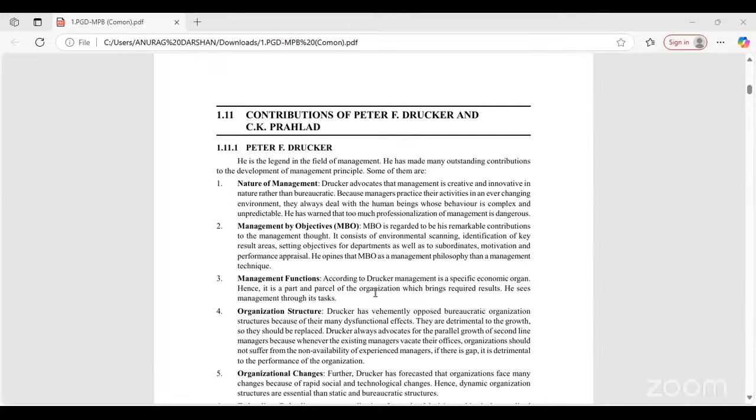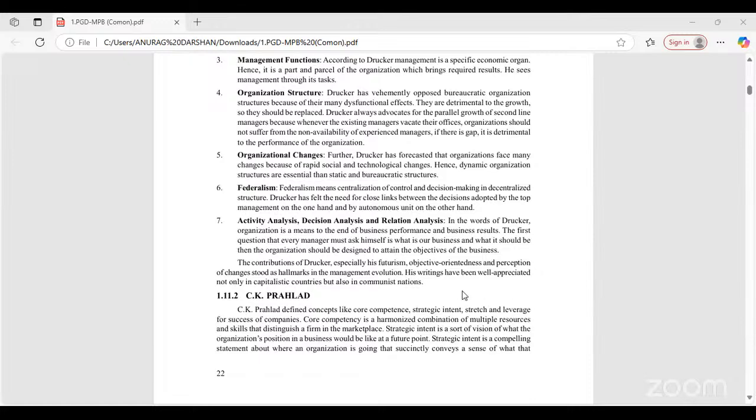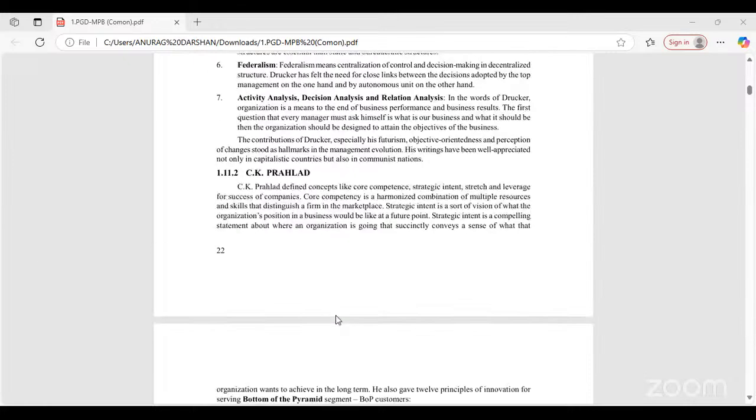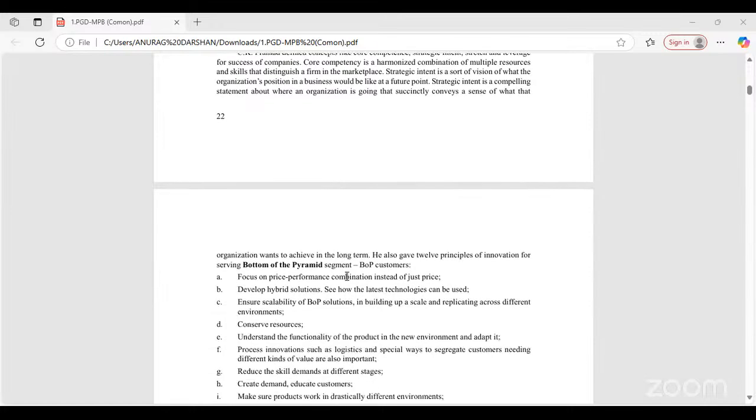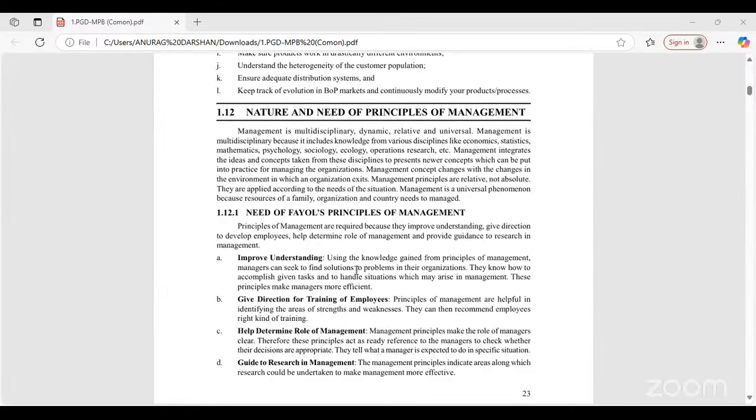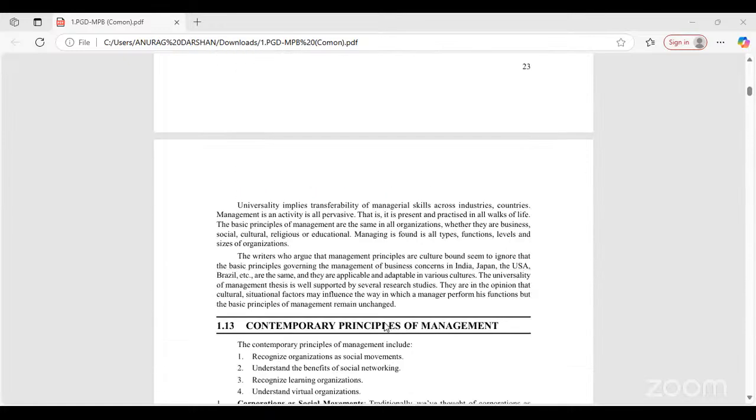So this is what is called management by objectives. Prahalad has also defined core competencies, strategic intent, stretch, and leverage for the success of companies. Coming to the nature and need of the principles of management, why are these principles so important? Because they improve understanding, give proper direction and training to employees, and are a guide for research in management.